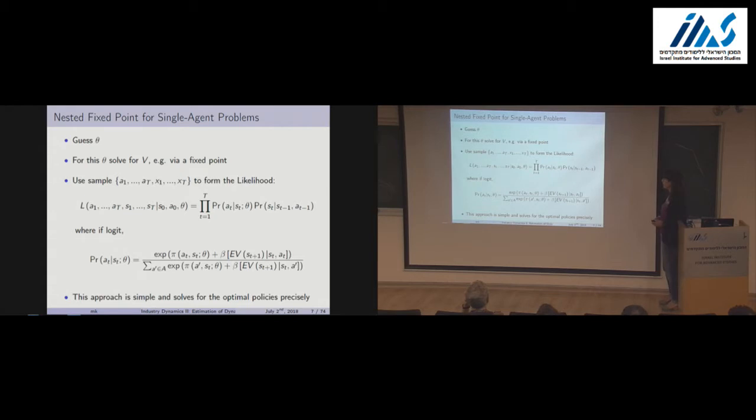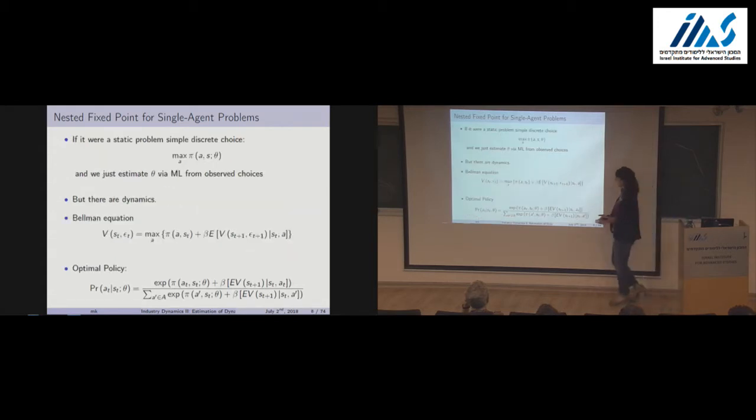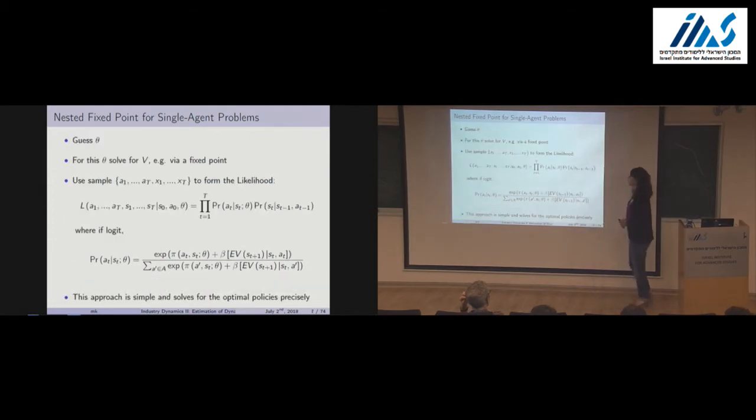He says, okay, I will still do a maximum likelihood here to estimate my parameters theta. And essentially, inside my likelihood, I'm going to solve for this value function, hence the nested fixed point algorithm. So he is going to say, give me a guess of theta. For this theta, let's solve for the value function. So use a standard fixed point algorithm. In principle, this is going to be fairly fast.